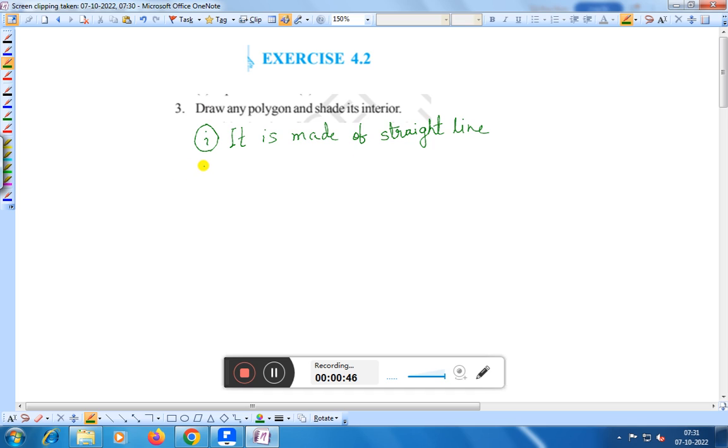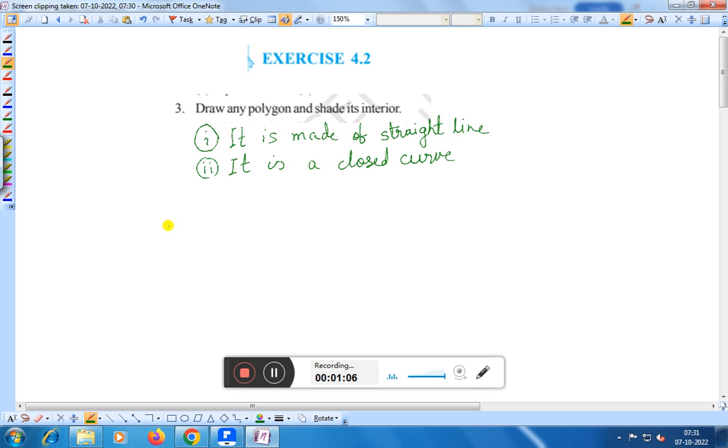And the second point is it is a closed curve.